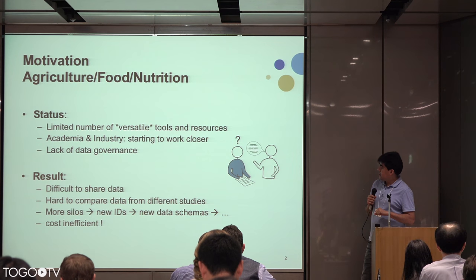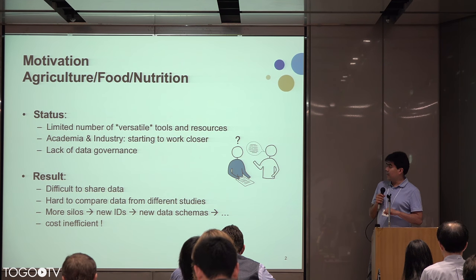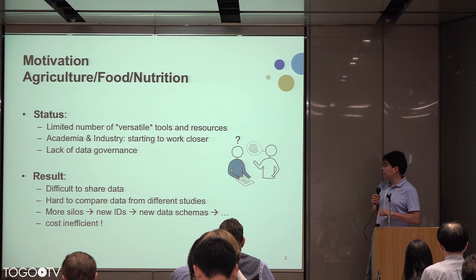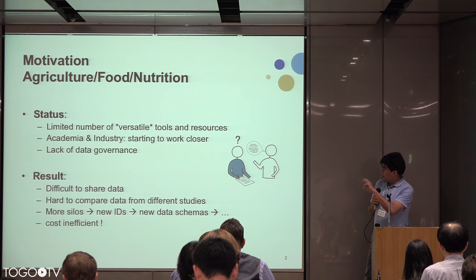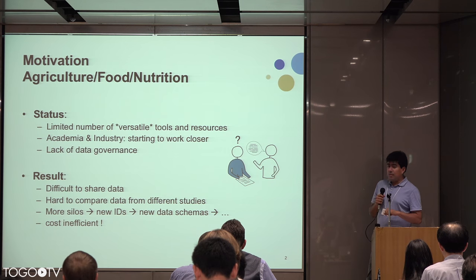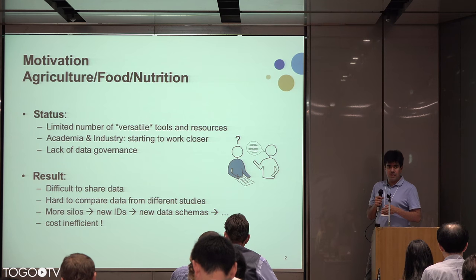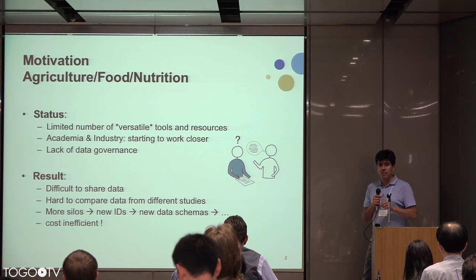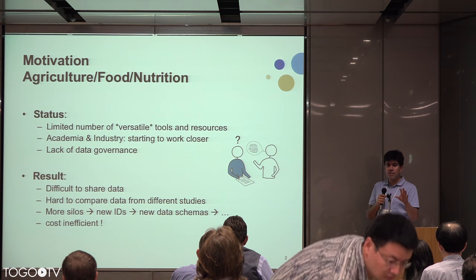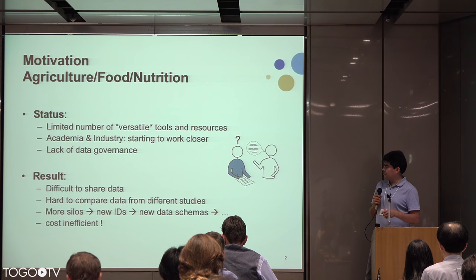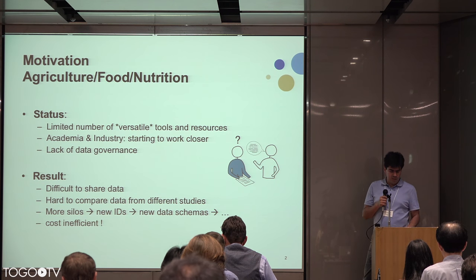Another issue that is typically seen here, as well as in other communities, is the lack of governance. By governance, I mean identifying who is the data owner, who is the data responsible, who we should contact in case we need, for instance, some updates or certain types of data. So as a result of this list of items, it's difficult for these people to share their data. It's probably obvious. As a result, it's also hard to compare the data from different studies, because in this community they are not only working on one specific crop or species, so they want to cross data from one species to the other to learn. So this is starting to create more silos, for instance, new IDs, new data schemas, which is cost inefficient in the end.